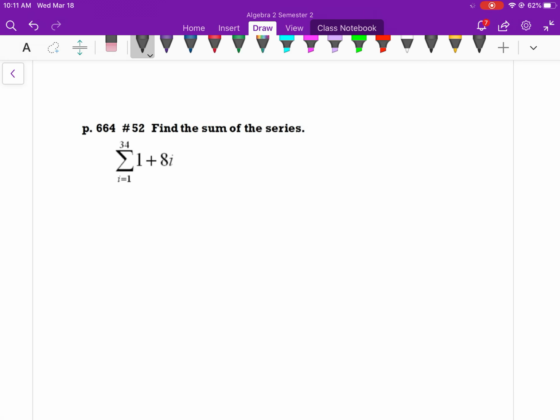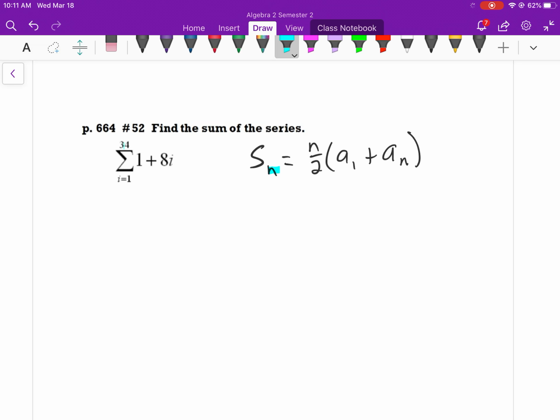Okay, now let's get a little harder. In this case, it is saying find the sum of the series, and we're finding the sum of the first term through the 34th term. I don't want to write out 34 terms and add them up. That's going to take a long time. This is where that formula of S sub n is equal to n over 2 times a1 plus a sub n comes in.